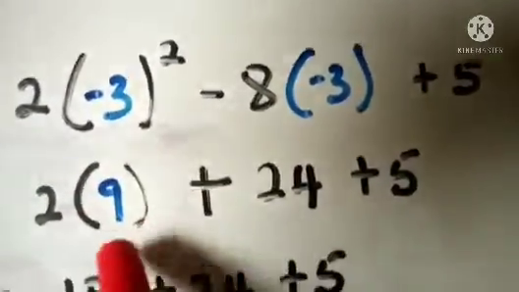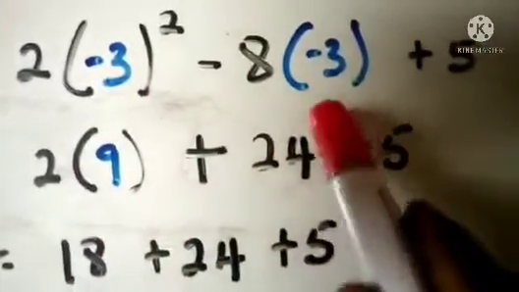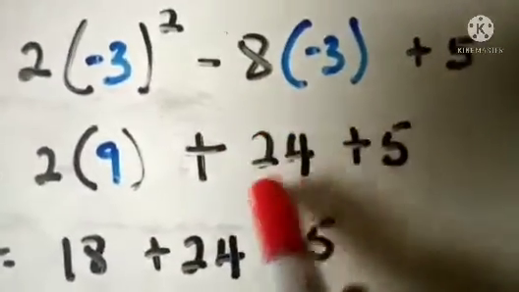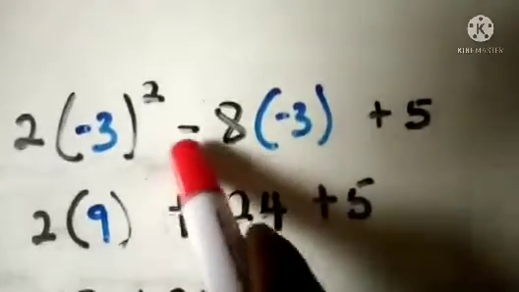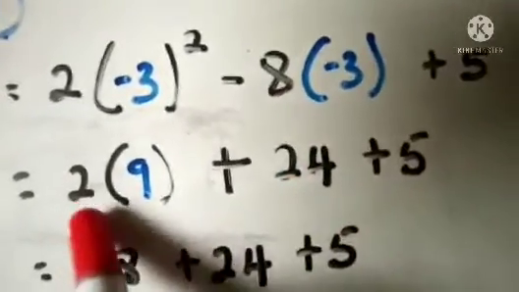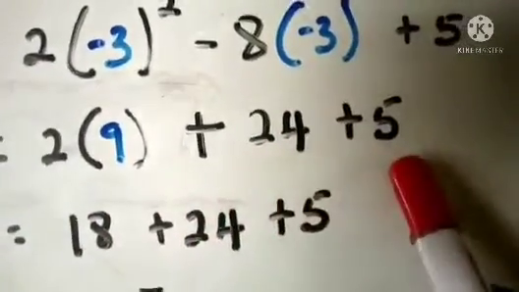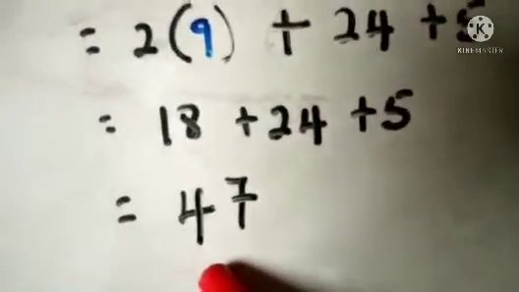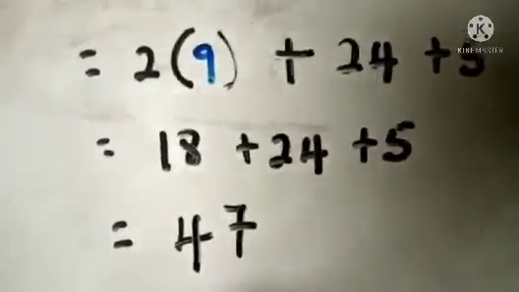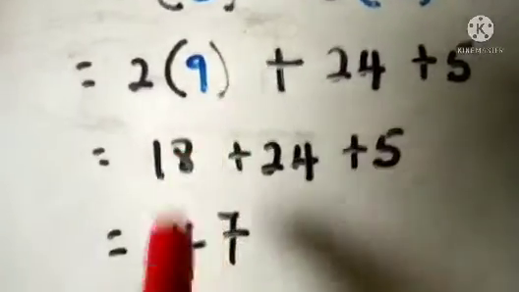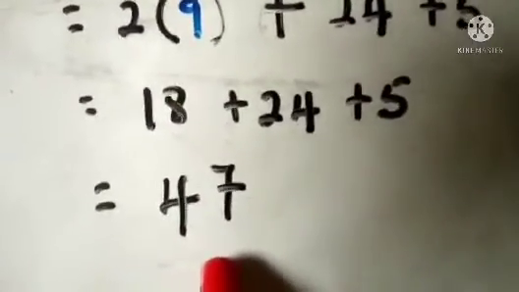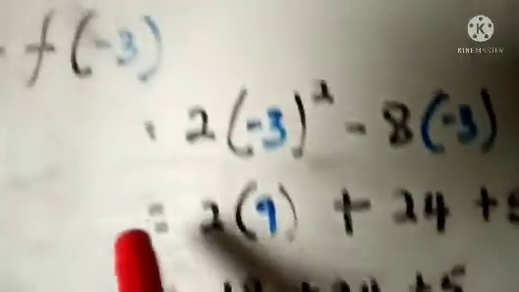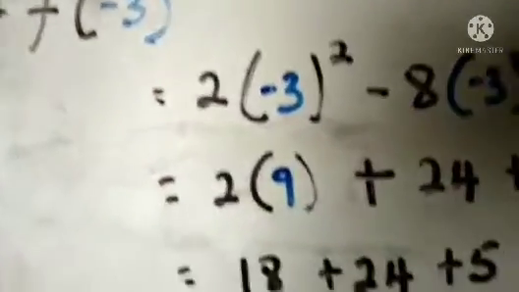So multiplying that gives me 9, and this time this will give me 24. Is that okay? Because of the minus and the minus. So here will be 2 multiplied by 9 plus 24 plus 5. When you do your calculation, you arrive at 47. Meaning that when you plug minus 3 into the F machine, we are going to get 47. That is very simple. So the value of this is 47.